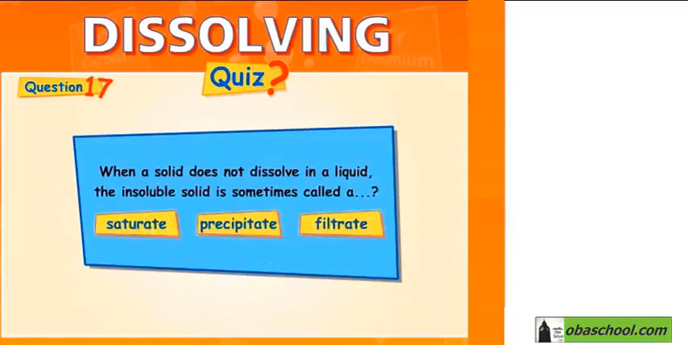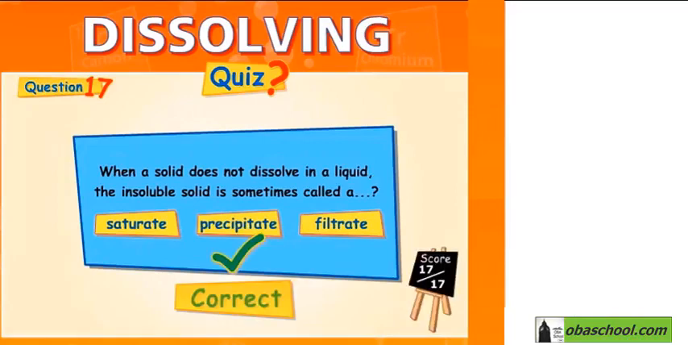When a solid does not dissolve in a liquid, the insoluble solid is sometimes called a saturate, precipitate, or filtrate. The correct answer is precipitate. In fact, when a solid does not dissolve in a liquid, this solid precipitates at the bottom of the beaker.